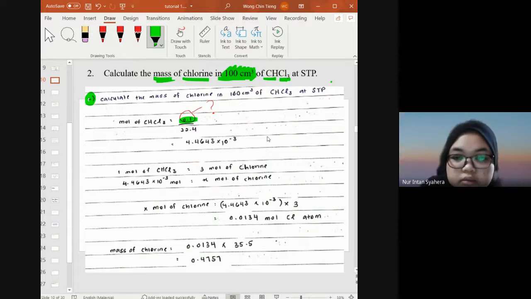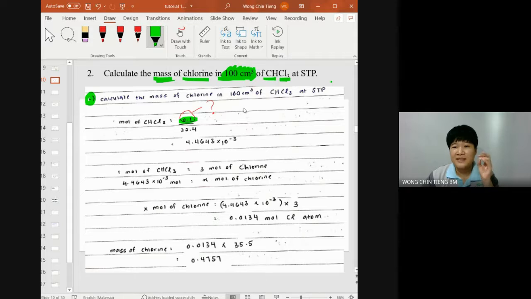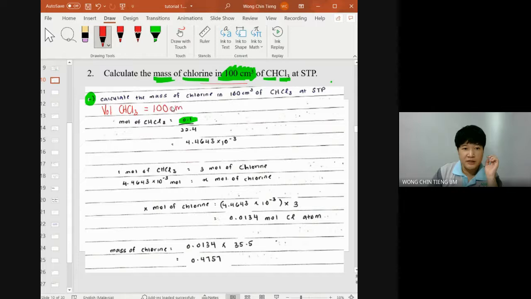Tukar kepada liter. Tulis. Alright. Kamu tak stapler mulut kamu atas kertas tu. Kamu tak hantar sekali dengan mulut kamu. Kamu hantar kertas ni je. Kita tak ada 0.1 dalam ni, the entire question. And suddenly 0.1. What is 0.1? So, tulis 0.1. So, alright. Started off with your volume of CHCl3 given is 100 cm³, which is equal to 0.1 liter.